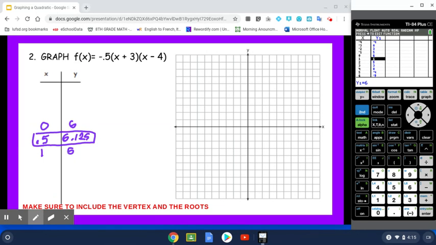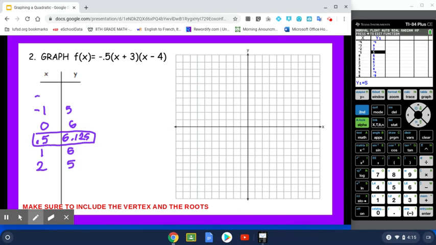And then I'm going to go up a little bit. I'm going to go to -1, 5. And then the 5 down below is 2, 5. And remember, what we need are 7 points. So far we have 5. But I need to include my roots. So I'm going to actually need to put more.